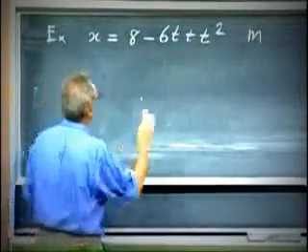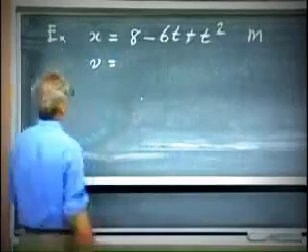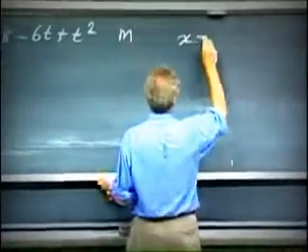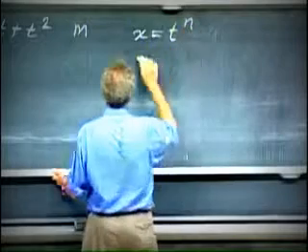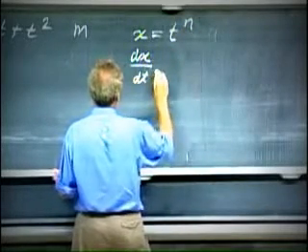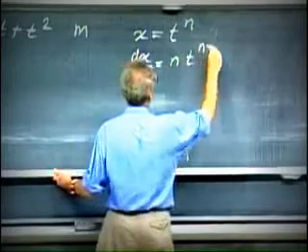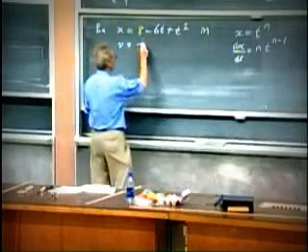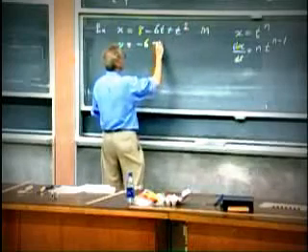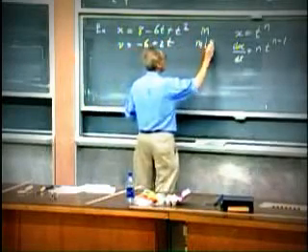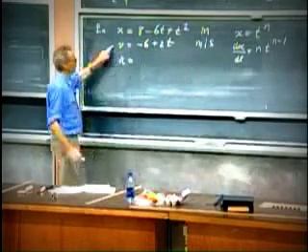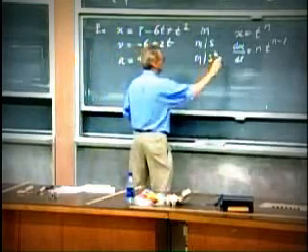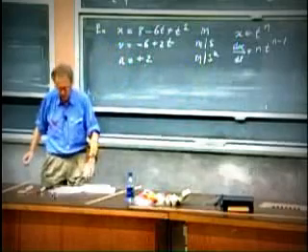What now is the velocity at any moment in time? Well, that's the derivative, dx/dt. And I use the following: x equals t to the power n. Then, as most of you should know, dx/dt is then n times t to the power n minus 1. That's all I'm using. So the derivative of 8 is 0. I get here minus 6. I get here plus 2t. This would be in meters per second. And the acceleration, I have to take the derivative of the velocity. I get plus 2. So notice that the acceleration is constant in time. It's not changing, but the velocity is changing.